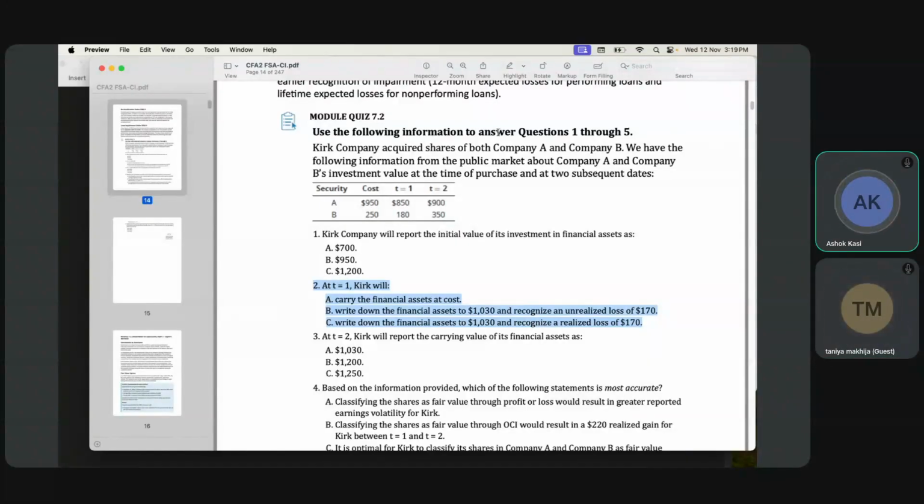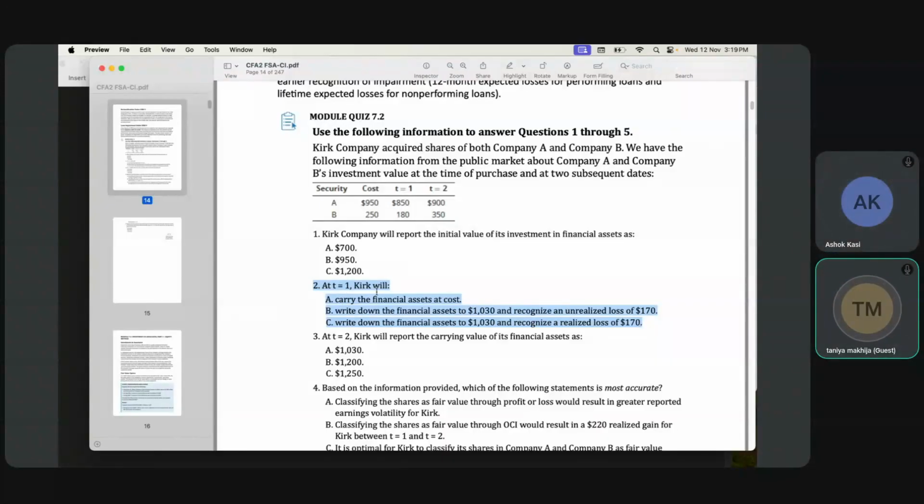Use the following information to answer questions 1 through 5. Kirk company acquired shares of both company A and company B. We have the following information from the public market about company A and company B's investment value at the time of purchase and at 2 subsequent dates. So this is the price at which they purchased.